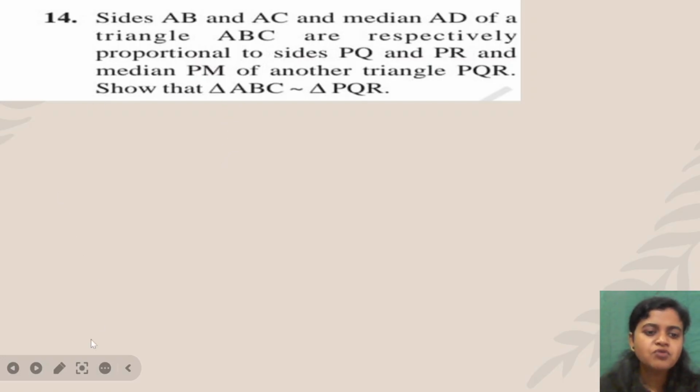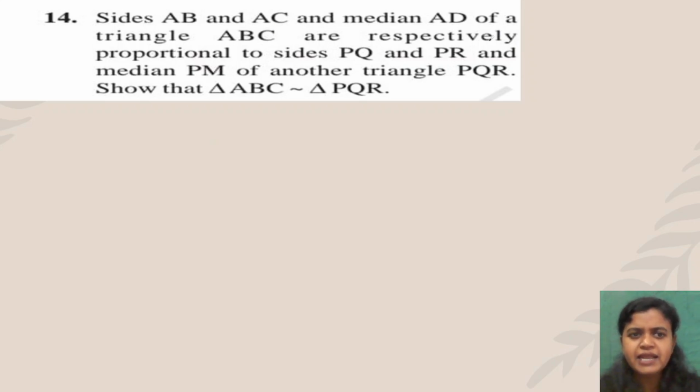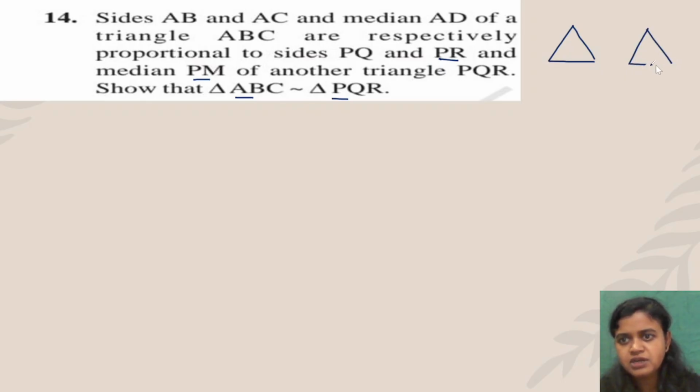So question number 14 says that sides AB and AC and median AD of triangle ABC are respectively proportional to the sides PQ and PR and median PM of another triangle PQR. You have to show triangle ABC is similar to triangle PQR. Okay, let us draw the triangles. So this is ABC, suppose, and this is triangle PQR.